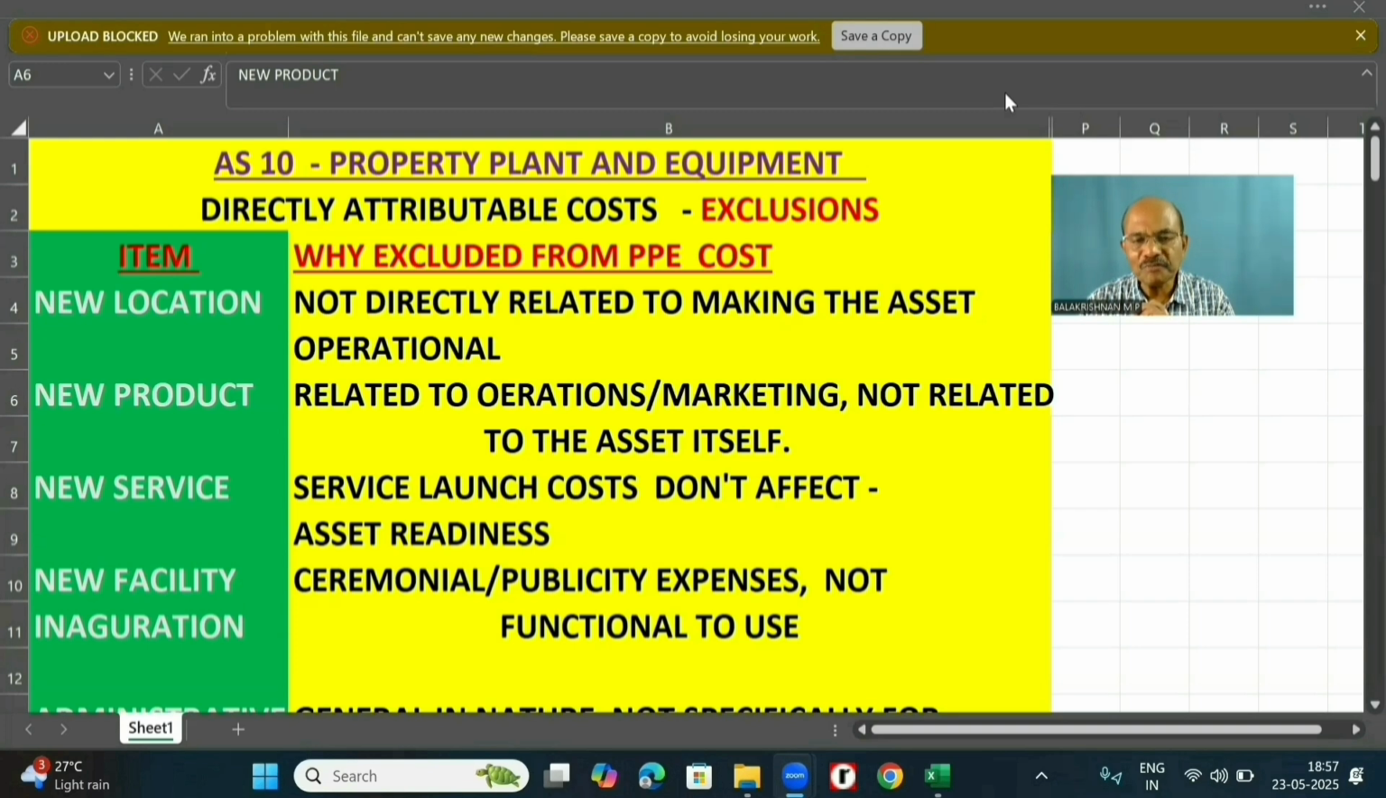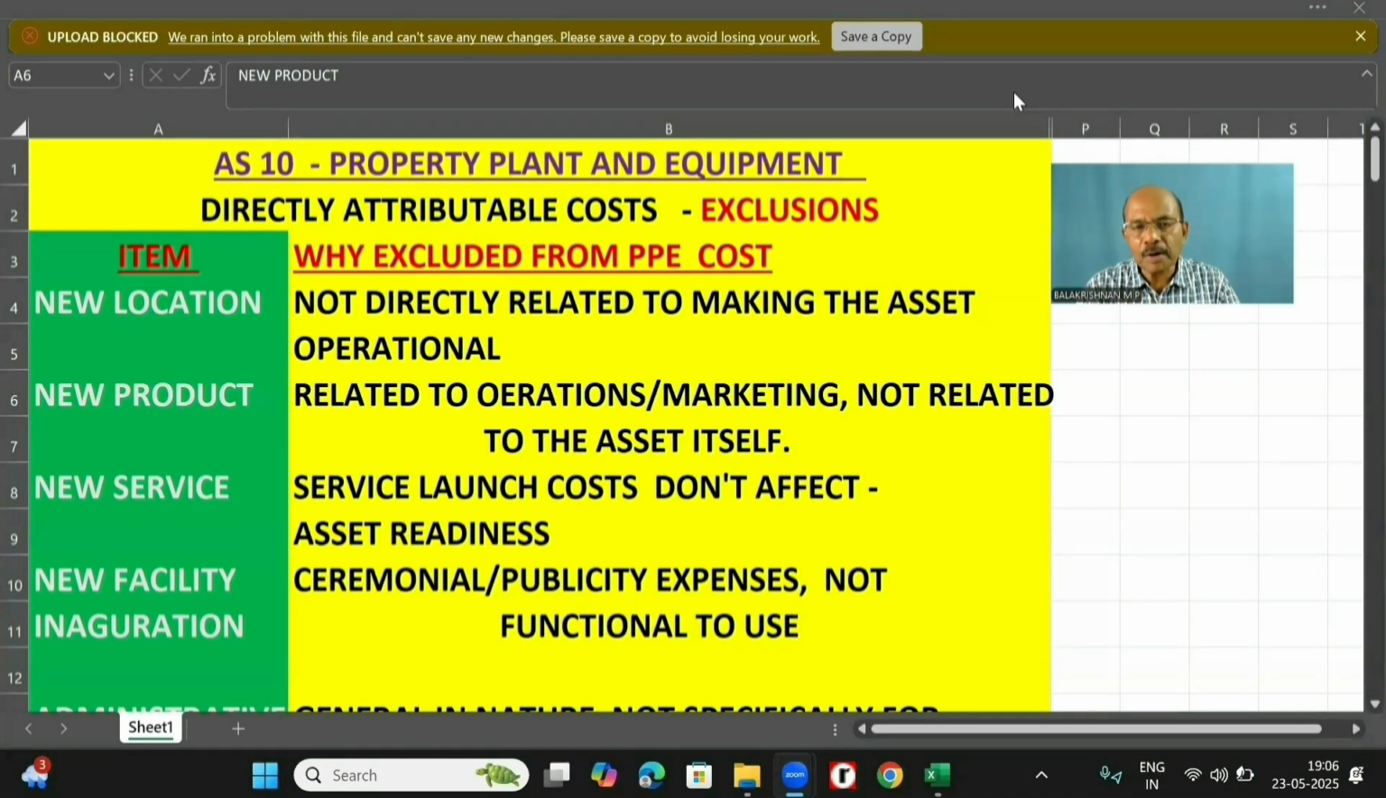Next, new facility inauguration. Expenditure on inaugurating or launching a facility, such as opening ceremonies, decorations, hospitality, publicity. These are not necessary to bring an asset to usable condition. Examples of such expenditures are costs of ribbon cutting, advertisements, or public events for a new factory. These are excluded from PPE costs.